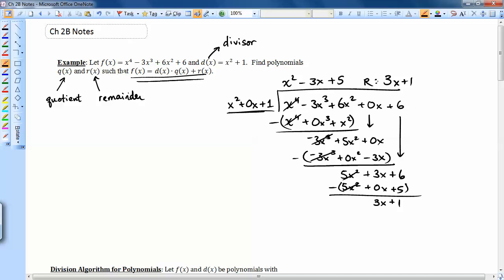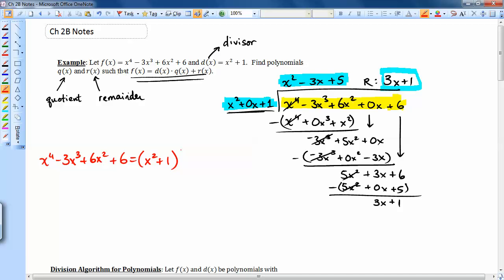Now if you remember how long division works, this thing on the inside, the dividend, is the same thing as the divisor times the quotient, plus the remainder. So let's write it that way. I've got x to the fourth minus 3x cubed plus 6x squared plus 6, leaving out the 0 term, equals the divisor, again leaving out the 0 term, times the quotient, plus the remainder.